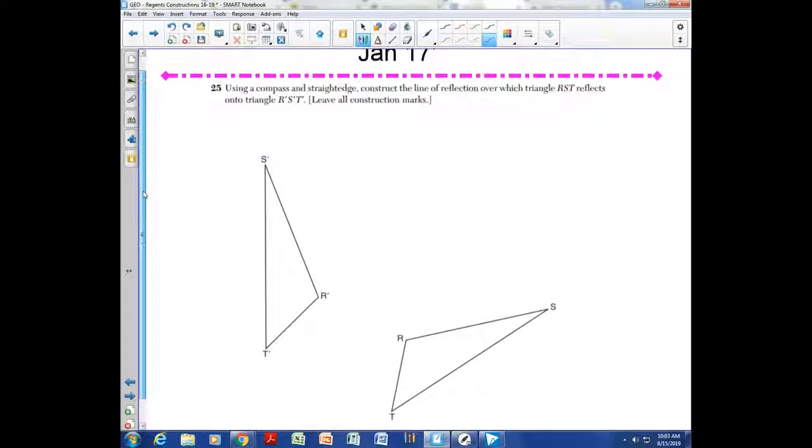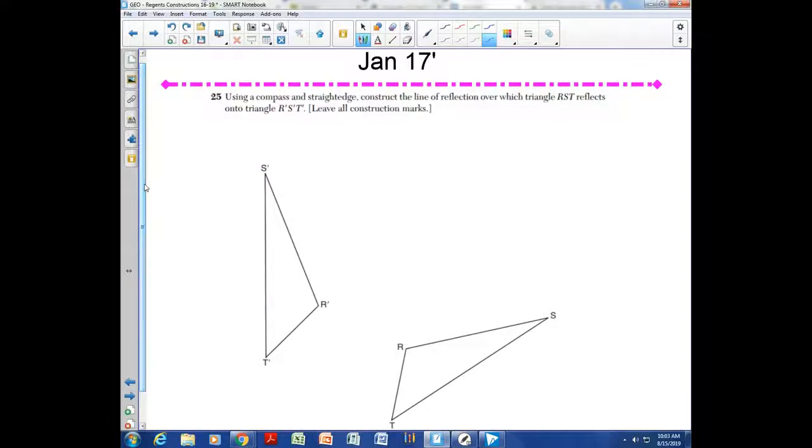January 17, number 25. Using a compass and straight edge, construct the line of reflection over which triangle RST reflects onto triangle R prime S prime T prime. Leave all construction marks.